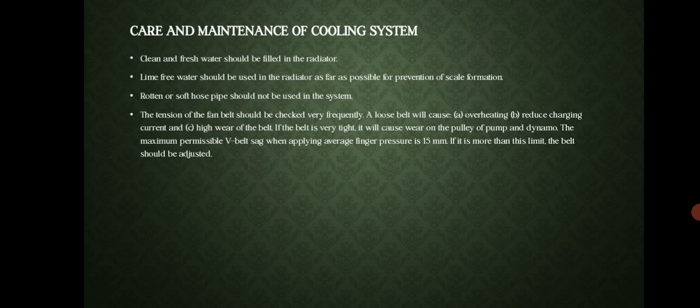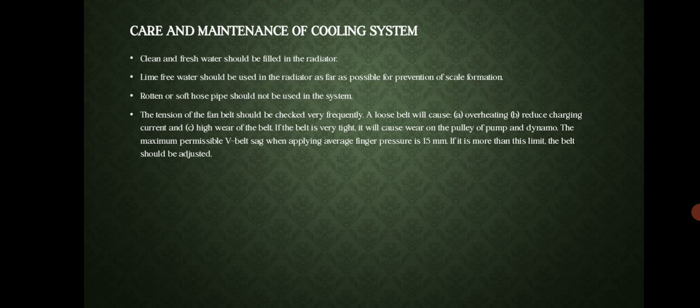Care and maintenance of cooling system. Clean and fresh water should be filled in the radiator. Lime-free water should be used in the radiator as far as possible for prevention of scale formation. Rotten or soft hose pipe should not be used in the system. The tension of the fan belt should be checked very frequently. A loose belt will cause overheating, reduced charging current, and high wear of the belt. If the belt is very tight, it will cause wear on the pulley of the pump and dynamo.